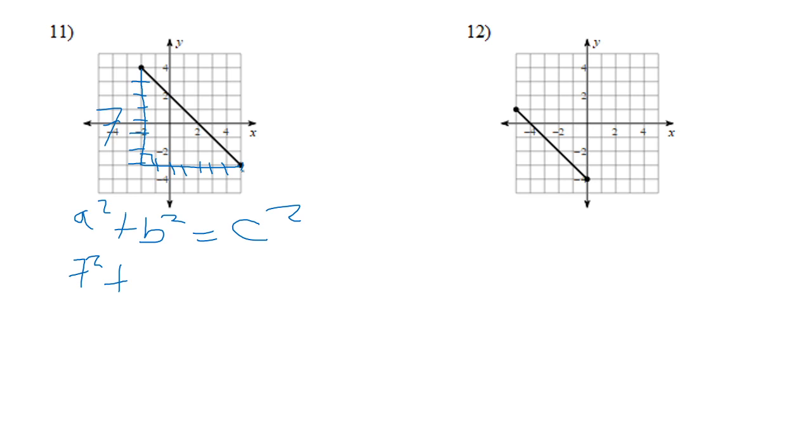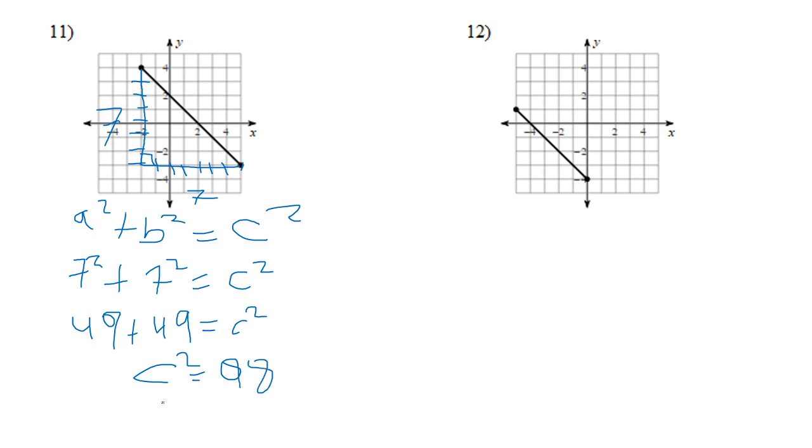Be careful, the grid lines might go by 2s or something like that. If they do, you've got to count by 2s. B is still 7 as well. So a squared plus b squared equals c squared. 7 squared plus 7 squared equals c squared. 7 squared is 49. So c squared equals 98. So c equals 7 radical 2, which is the same thing as 9.9.